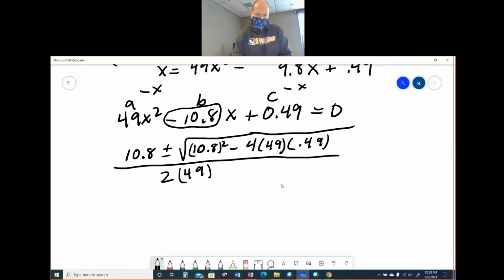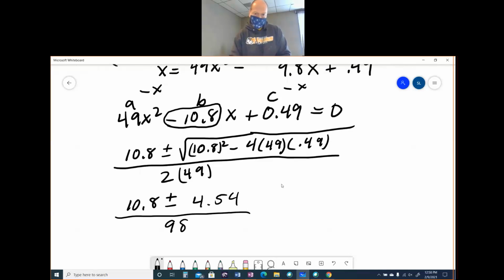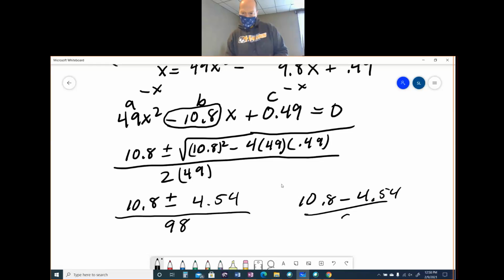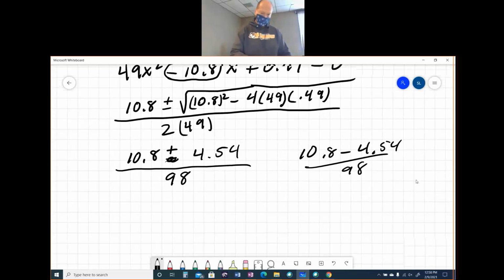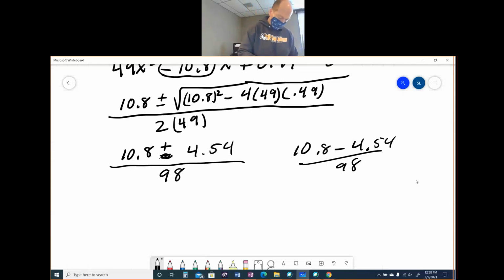So you get your 10.8, and then plus or minus, when you do this, you should get 4.54 divided by 98. All right, so here we'll do the 10.8 minus the 4.54 divided by 98. And over here we'll do the plus. So there's our two answers for x. One is the plus, one is the minus. So let's do the plus one first.